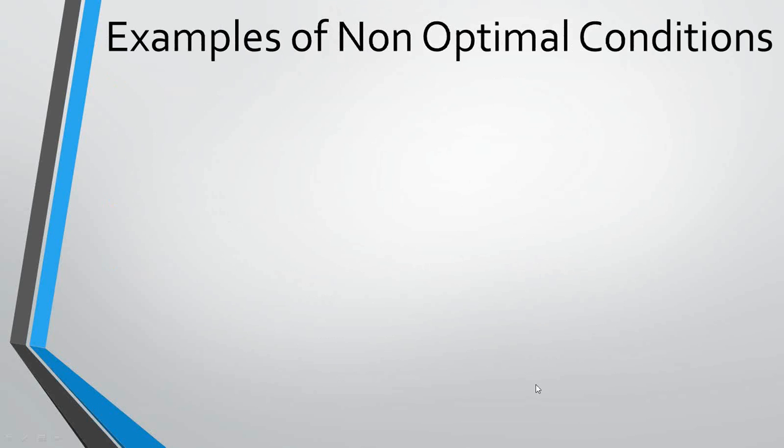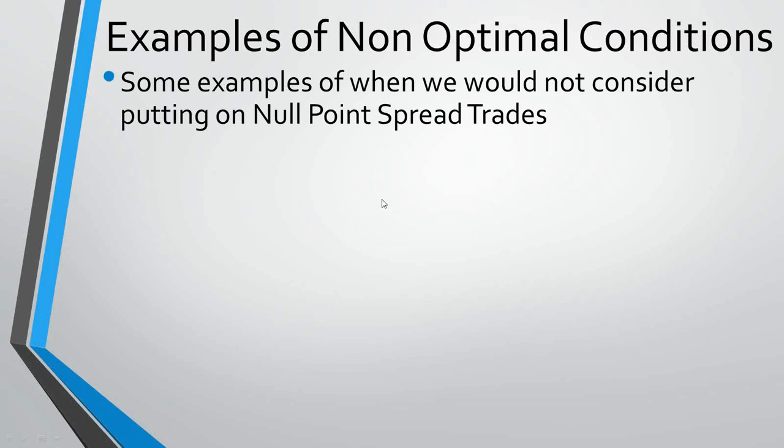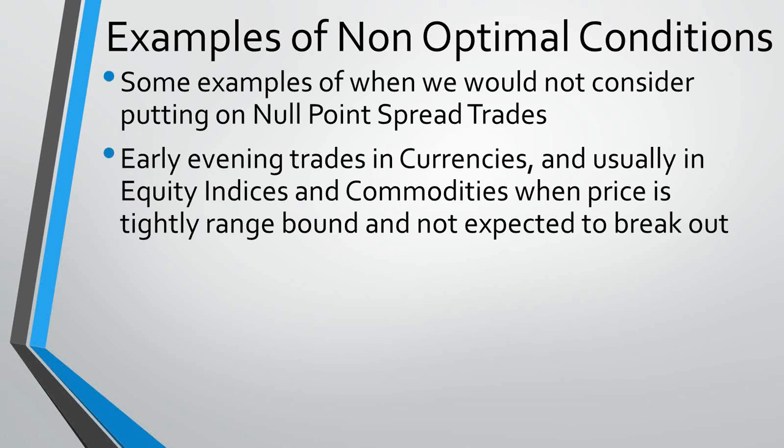Examples of non-optimal conditions. Let's look at some more of them. So, early evening trades in currencies, and usually in equity indices and commodities, when price is tightly range-bound and not expected to break out. There's no real benefit for me putting it on here. I'm not going to capture time decay.